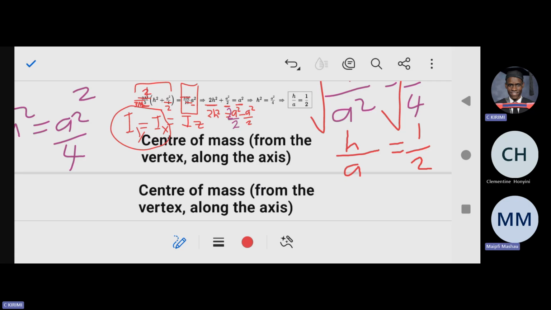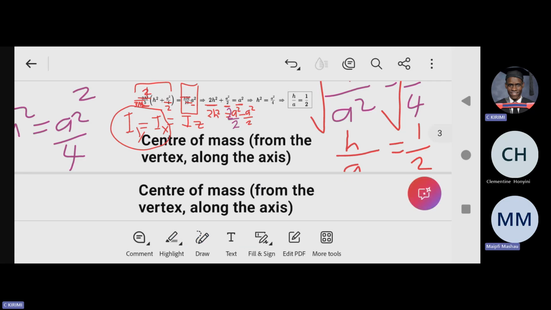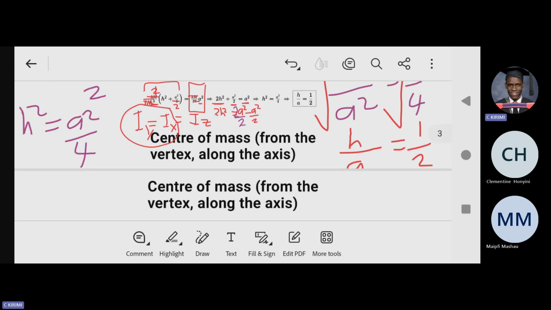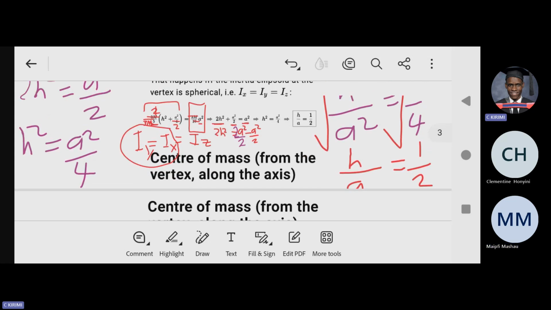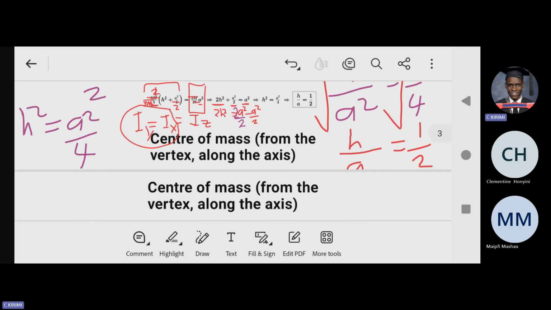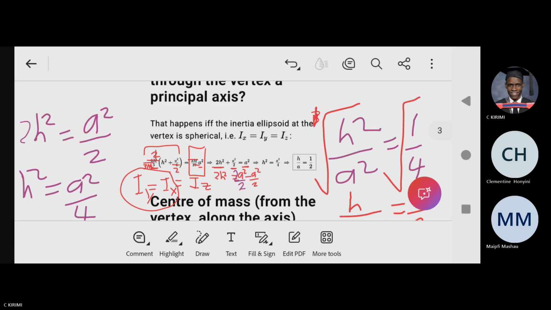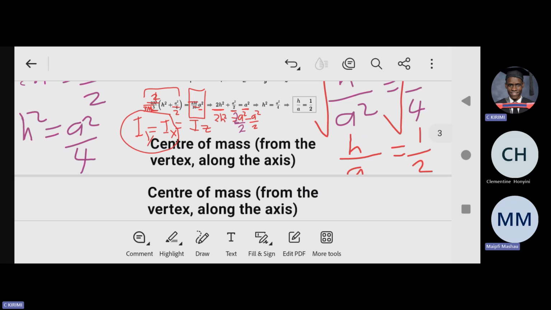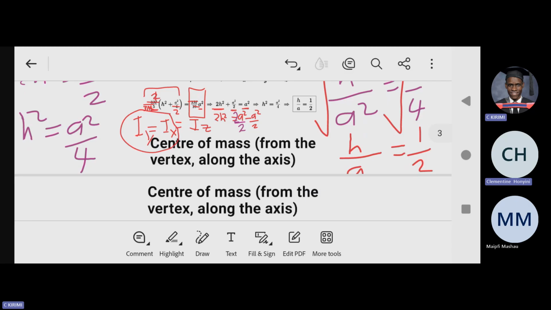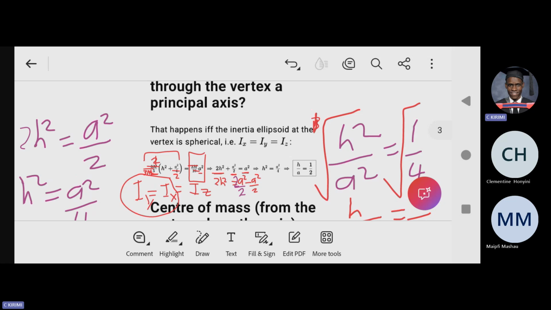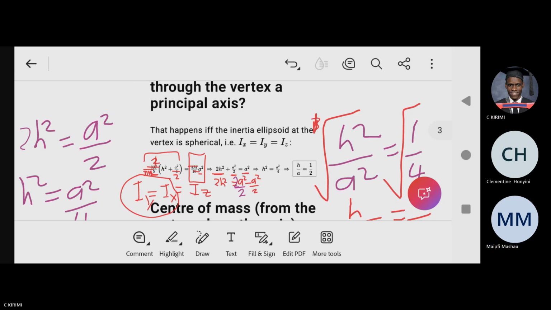So we are going to have h over a equals to the square root of 1 over 4. Square root of 1 over 4 is half. You take the individual square root of 1 and of 4, isn't it? So it's going to be h over a equals to half. Yes, that is the ratio which you are looking for. To say h over a is equal to half. We've arrived at the point. h over a is equal to half. Can you see?